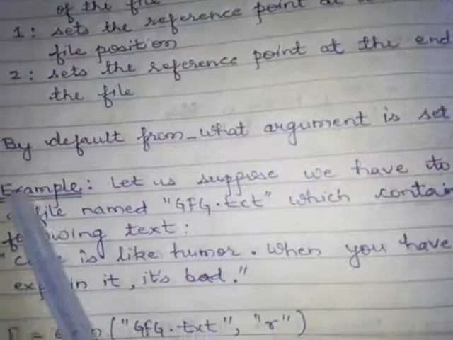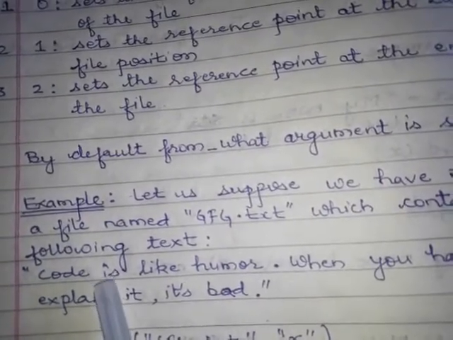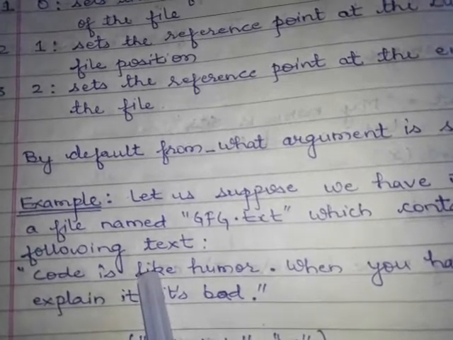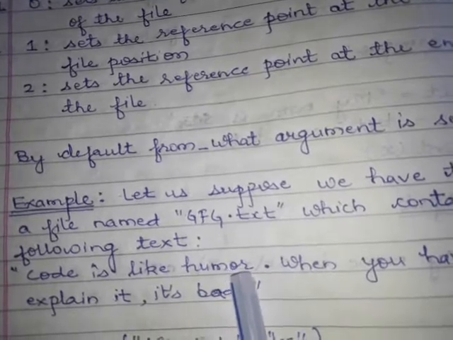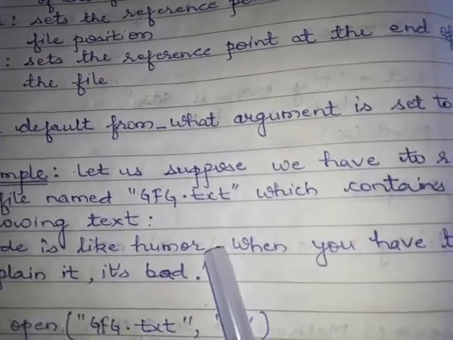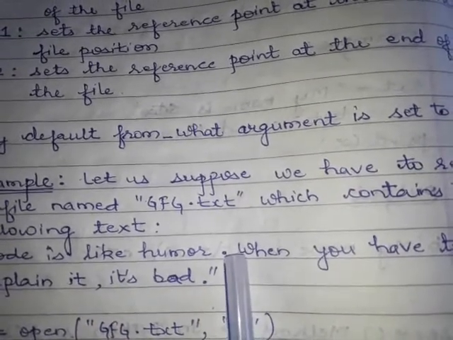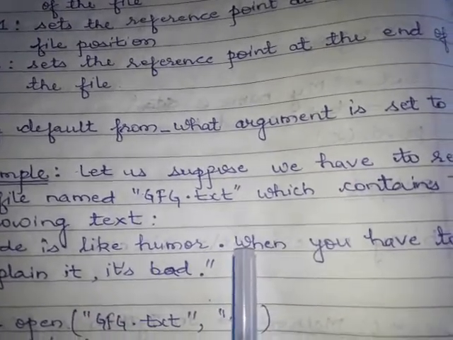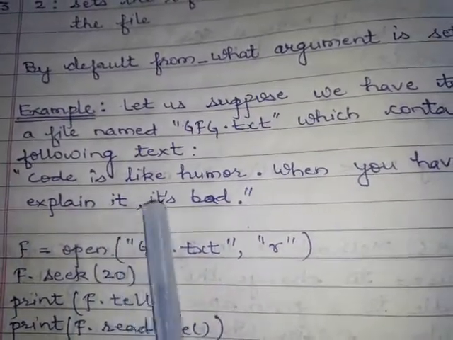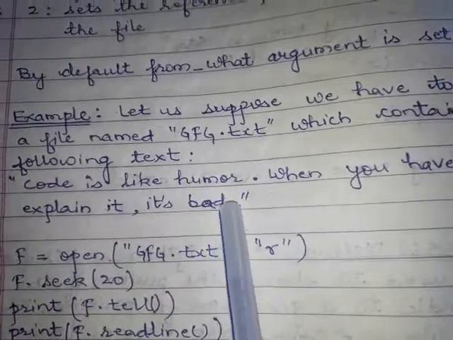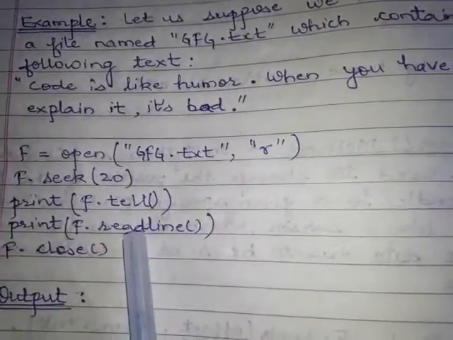So let us see: 1 2 3 4 5 6 7 8 9 10 11 12 13 14 15 16 17 18 19, and this space is 20. So after 20 bytes the file handler will read the content from here. When you explain it, the whole content will be read by the readline method. The readline method will read a single line.